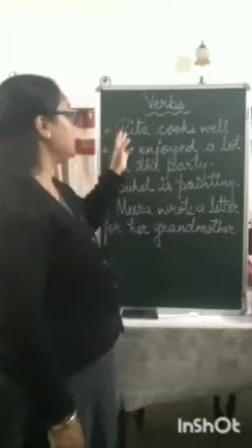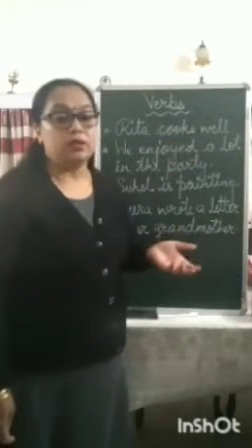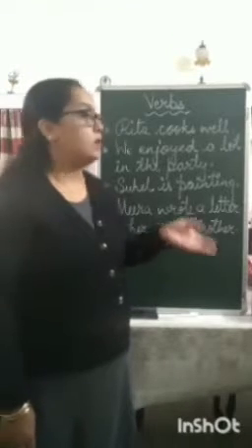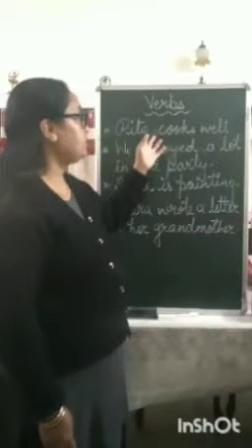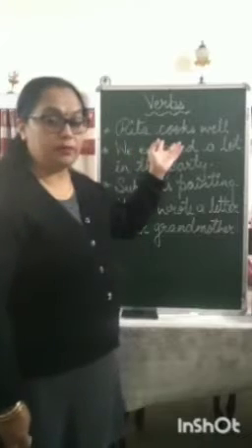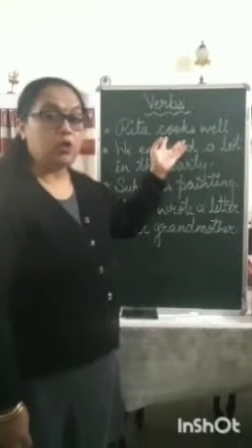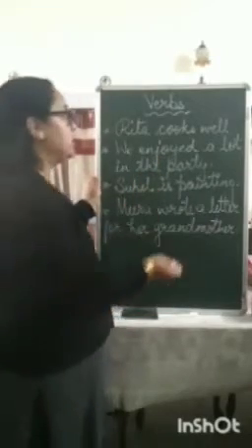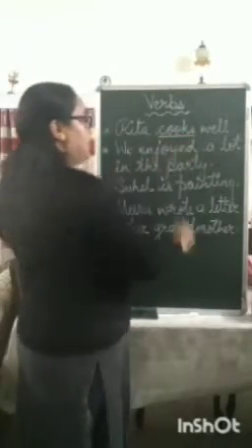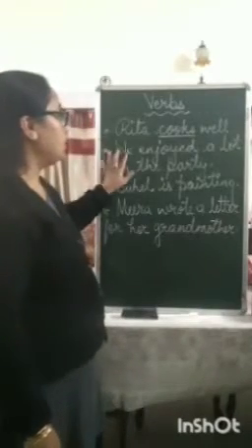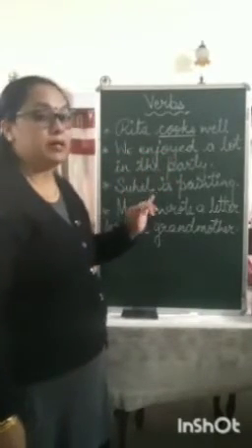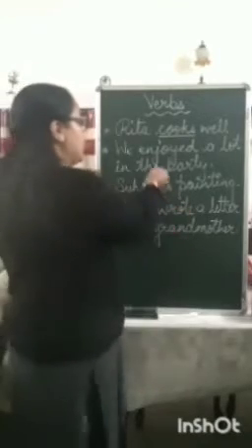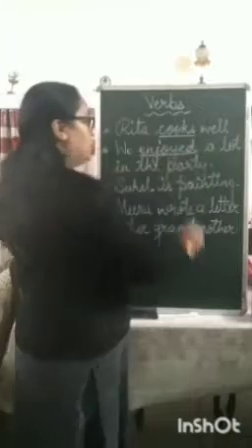The first one is Rita cooks well. What is Rita good at? She cooks well. So in this sentence, what action is being talked about? Cooking. So here, what is the action? What does Rita do? She cooks well. In the second one, we enjoyed a lot in the party. We went to a party. What did we do there? We enjoyed a lot.